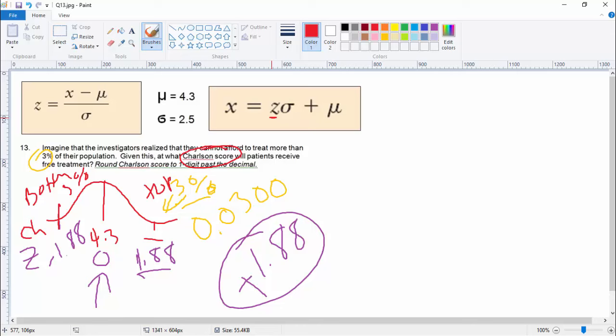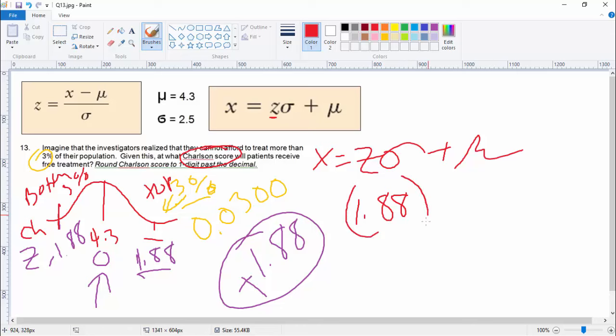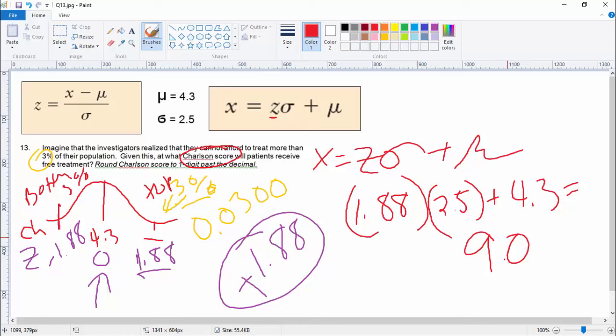So I'm going to write out the equation. Just to remind you, we're using this equation: X equals Z times the population standard deviation plus mu. In our case, we painstakingly got this Z, which is positive because we're at the top. We're going to multiply that by our old friend, the population standard deviation we've been using, plus our mu, 4.3. If you do that all out, you get the X you need, and the X you need is actually 9. So that's a Charlson score.